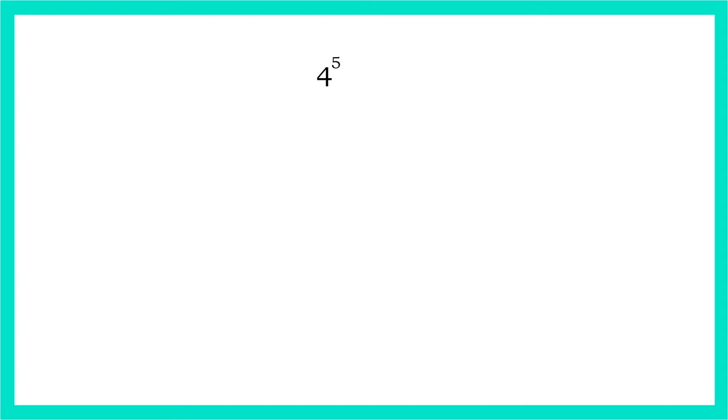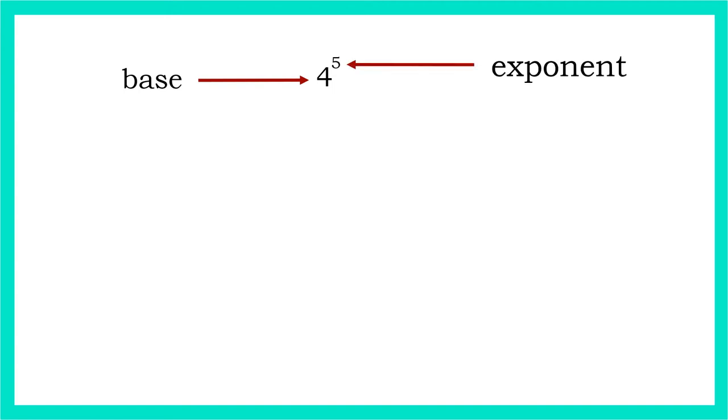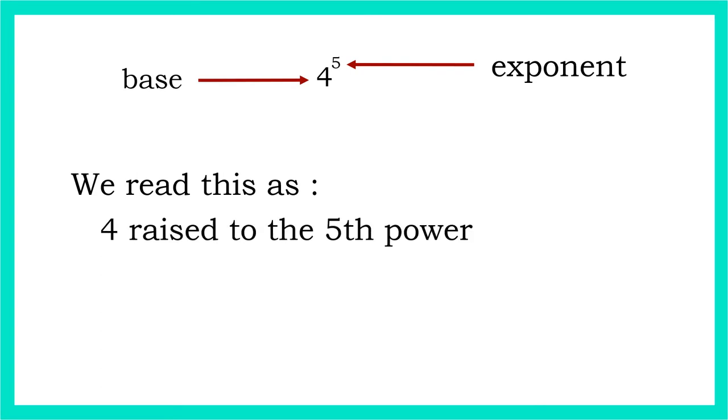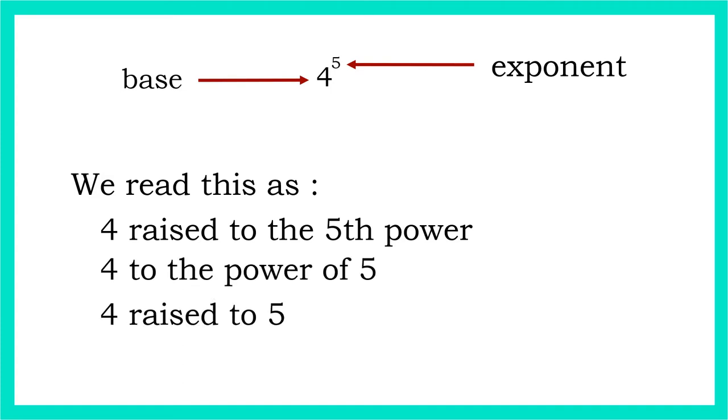Alright, meron tayo ditong 4 raised to 5. And again, 4 is the base, and then 5 is the exponent. And we read this as 4 raised to the 5th power, so pwedeng ganon. And then, 4 to the power of 5, okay? And then, pwede ring 4 raised to 5. So, hindi lang isa ang pwedeng paraan para basahin ito, maraming paraan. So, lahat ng ito, okay, refers to this exponential form, okay? 4 raised to 5. So, lagi kong ginagamit is 4 raised to 5 kasi mas maiksi eh, no?